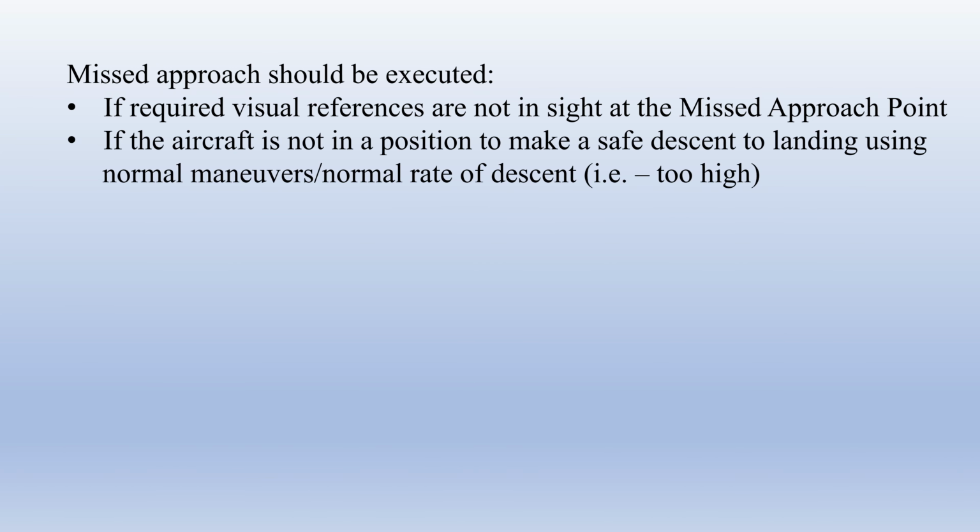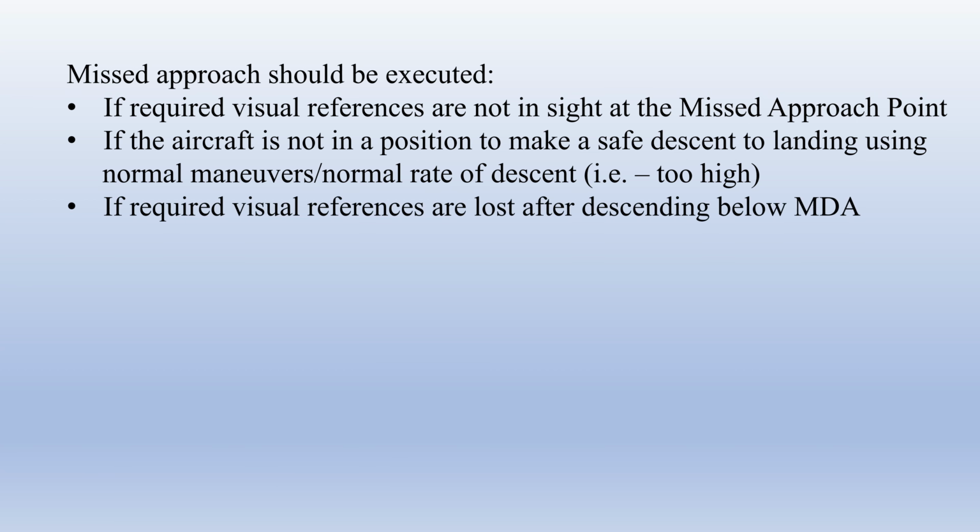So when should you execute a missed approach on this type of approach? It is a little bit different than your standard precision approach. You need to miss the approach if you have not acquired the required visual references, the runway environment, by the time you reach the missed approach point. If the aircraft is not in a position to make a safe descent to landing using normal maneuvers or a normal rate of descent, in other words, if you are too high, even if you get things in sight prior to the missed approach point, if you're too high to make that safe descent, then you need to execute that missed approach.